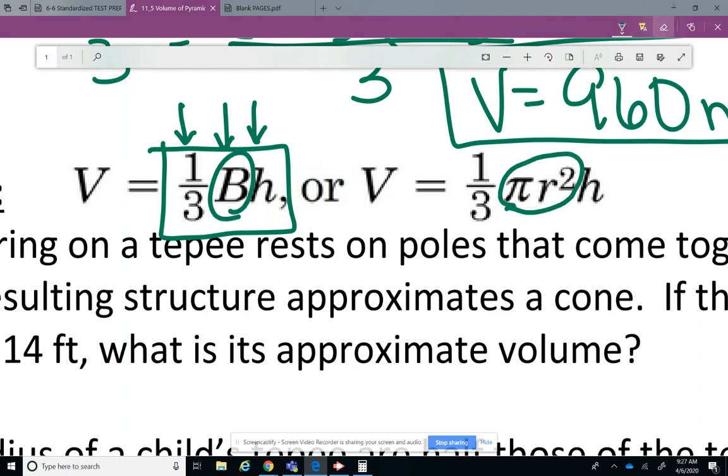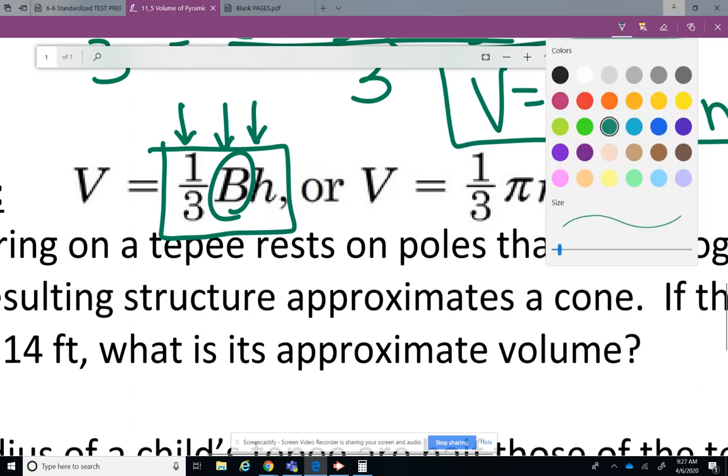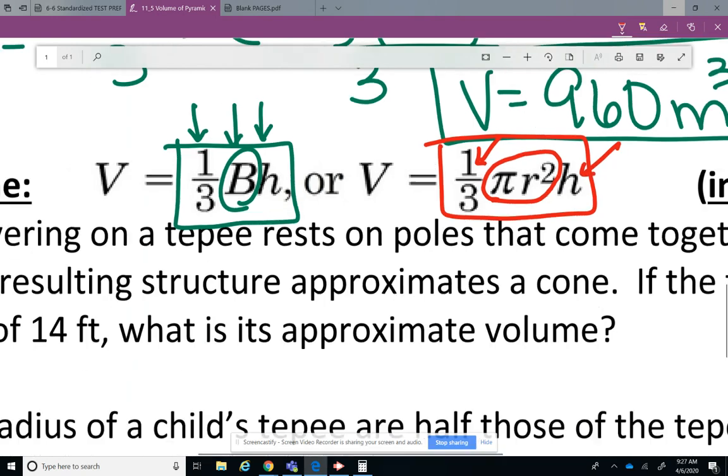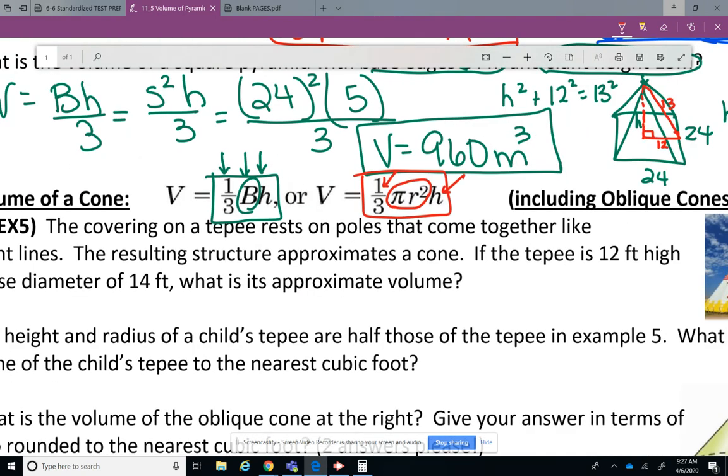So the second one is the more specific formula that we're going to use. Since I'm doing a cone, I'm going to do 1/3 times the area of the base, which is a circle, pi r squared, times the height. So I like to do pi r squared h divided by 3 because I have to multiply it by 1/3.